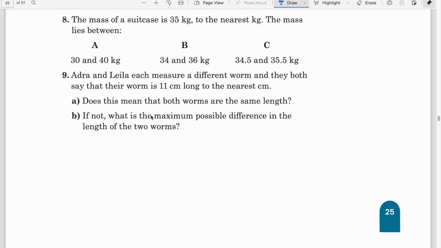Question number 8. Mass of the suitcase is 35 kg to nearest kg. So the mass lies between A, B or C. C. Nearest kg means 0.5 plus minus.